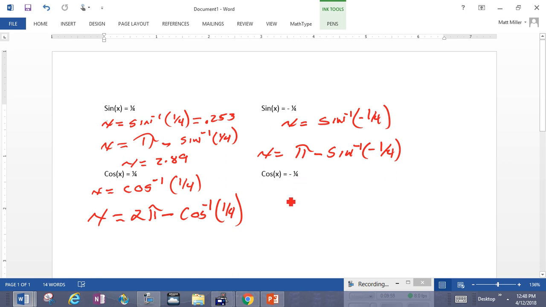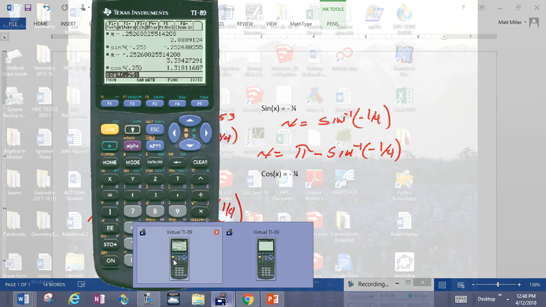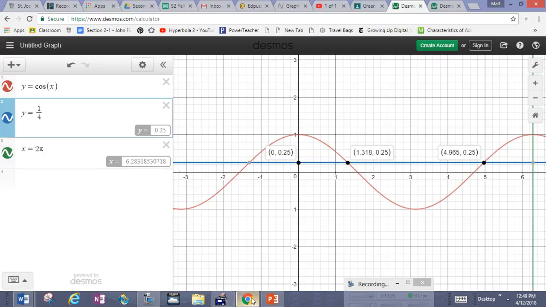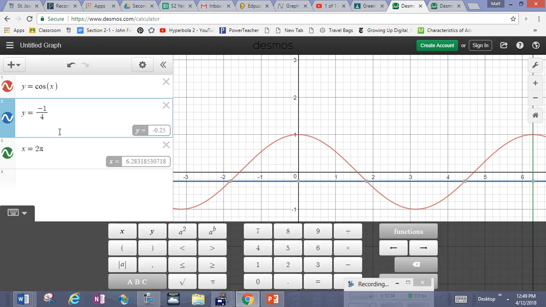We'll come back to that in a minute and illustrate that to you. But let's just go back and ask our calculator to find 2 pi minus this value, and that reads 4.965. There it is. One last proof to you. We change that minus, and see what's happening.